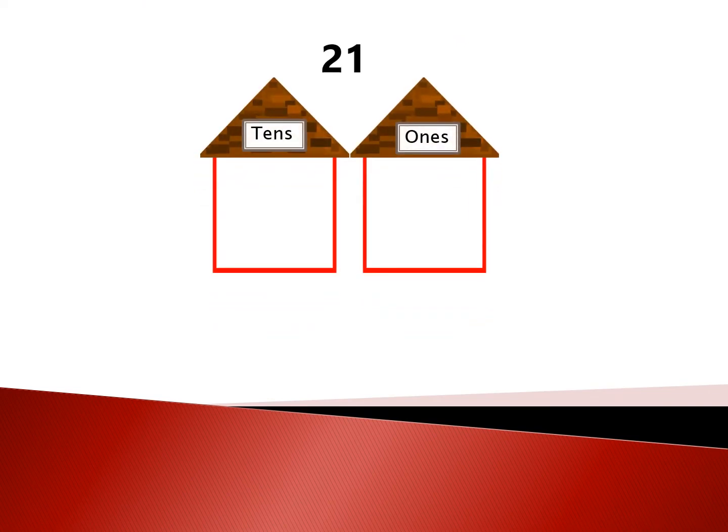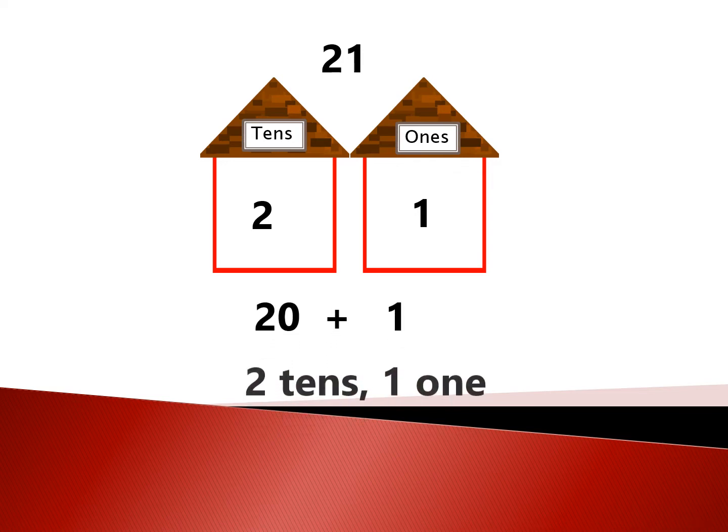Put 2 in the tens house and 1 in the ones house. 20 plus 1. That means 21 is 2 tens and 1 one.